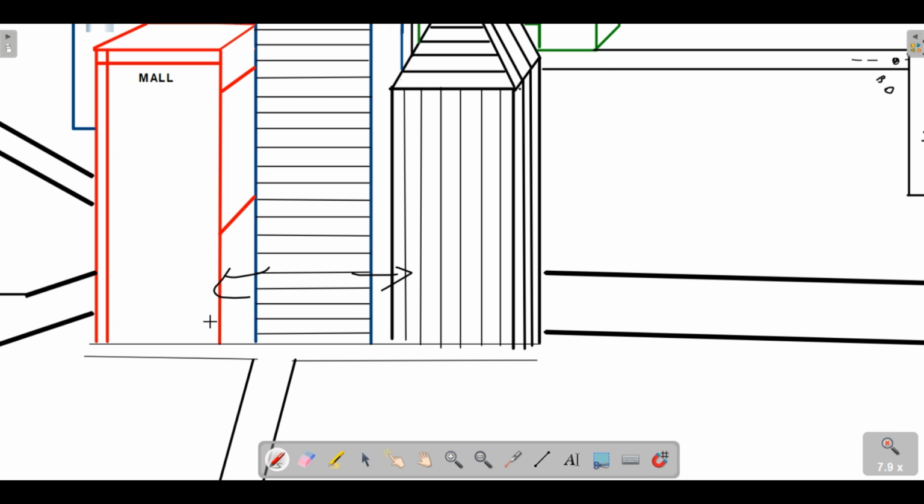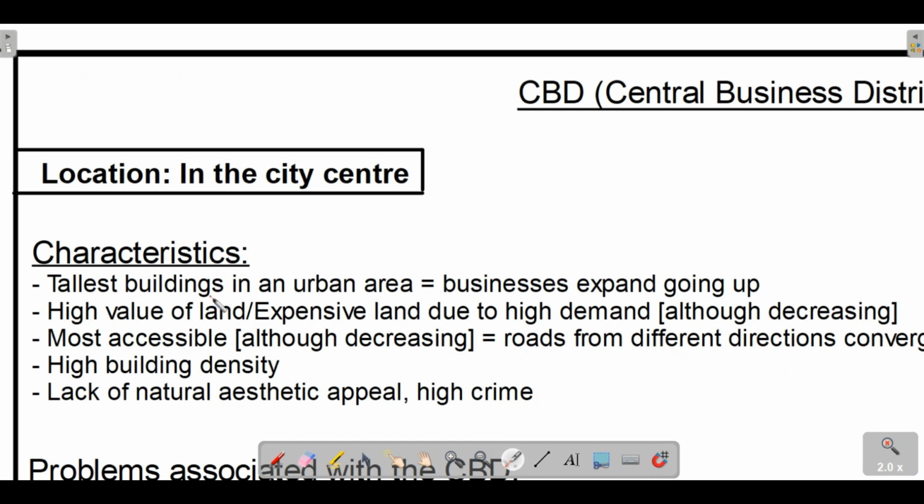We'd have to buy the land from those buildings, which is not going to be good for us because it's expensive, right? So that's why buildings build going upwards, grow taller and taller and taller, because it is expensive to build going sideways. There's not a lot of space available, okay, because of this high demand. All right, hope you understood that.